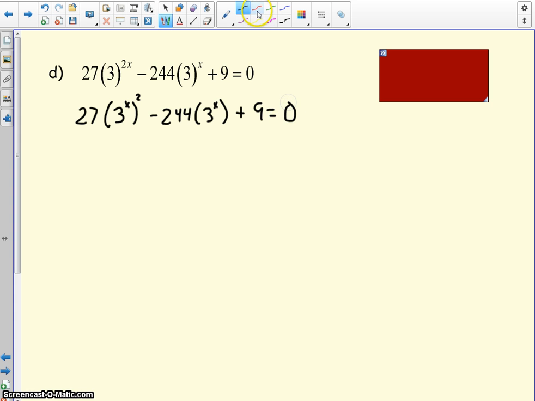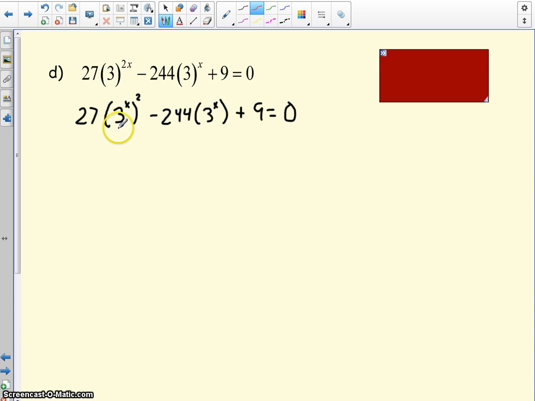Okay, so first off, hopefully we can agree that I didn't do anything illegal here. 3 to the exponent 2x is 3 to the x squared, because what I would do here if I want to simplify this is multiply the exponents together. So I'd have x times 2, which is 2x.